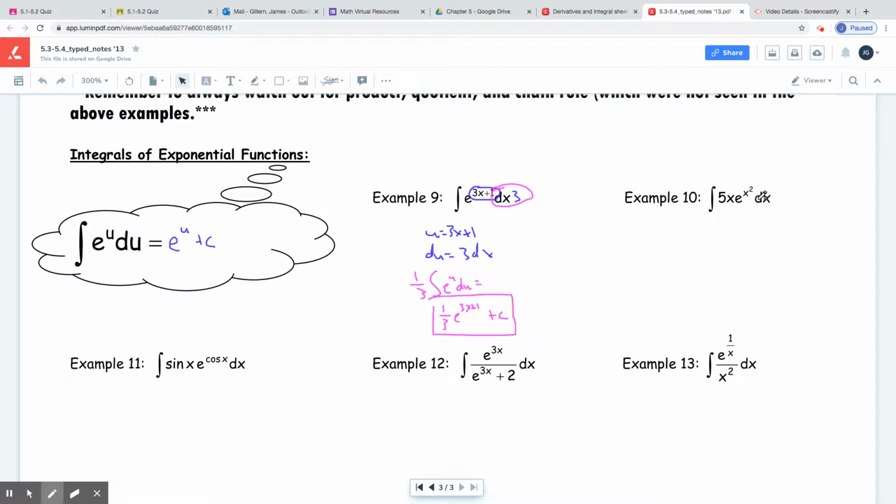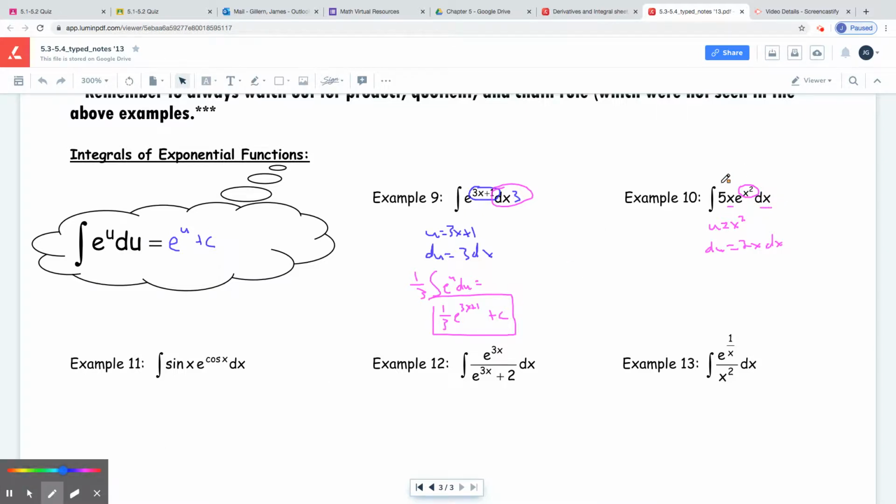All right. So I have 5x e to the x squared. Try u as x squared because that is our exponent of e. So u is x squared. Du is 2x dx. All right, remember, we can't add variables. So there's our x. There's our dx.